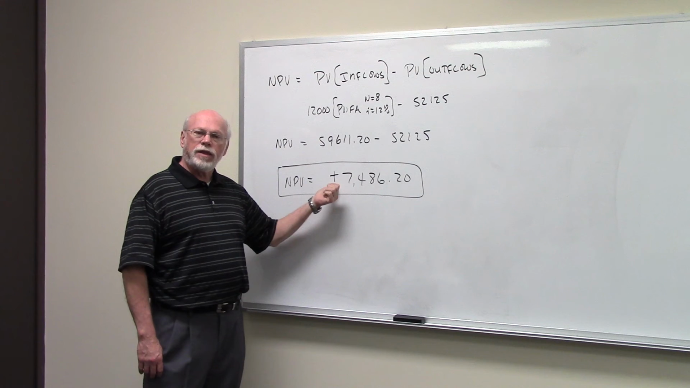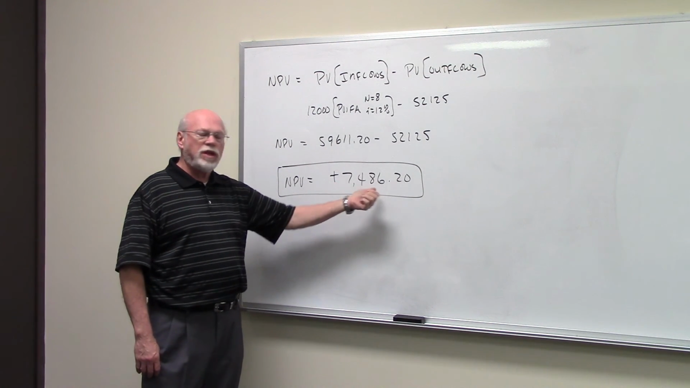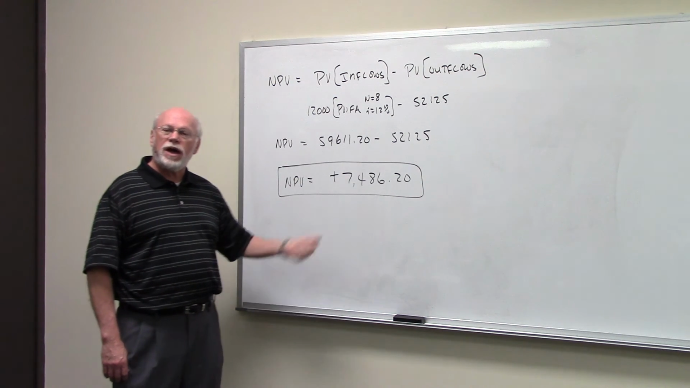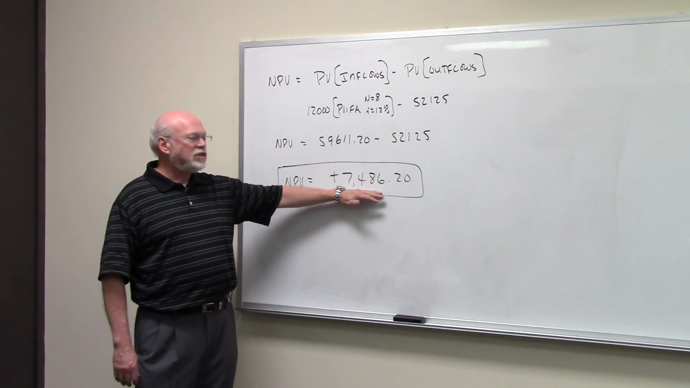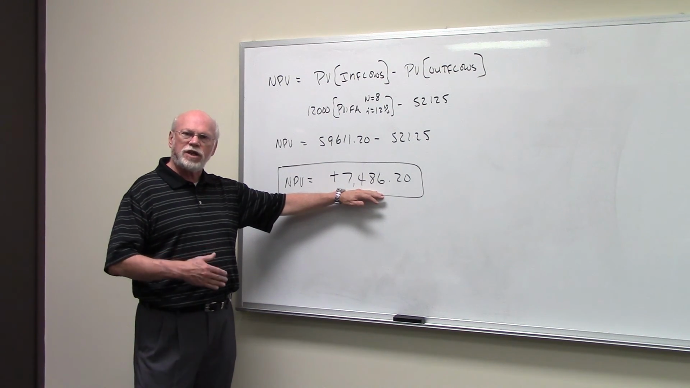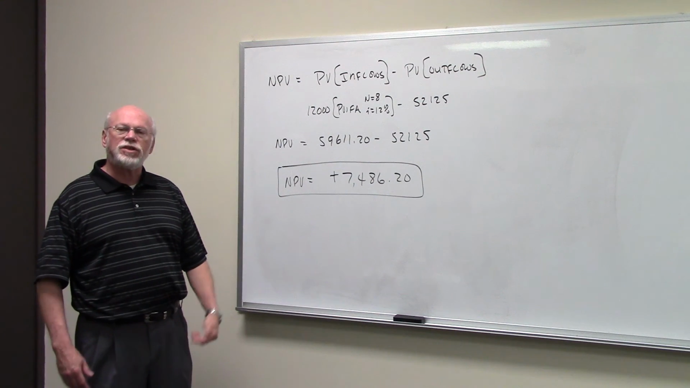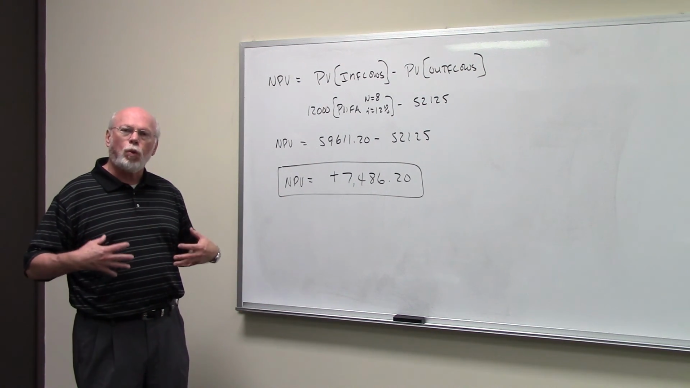And what this means is two things. One, you would accept the project as it has a positive net present value. The other thing that you should know is that when you accept a positive net present value, this is how much you change the value of the firm. So if you accept this project, you will add $7,486.20 to the value of the firm, the wealth of the shareholder.